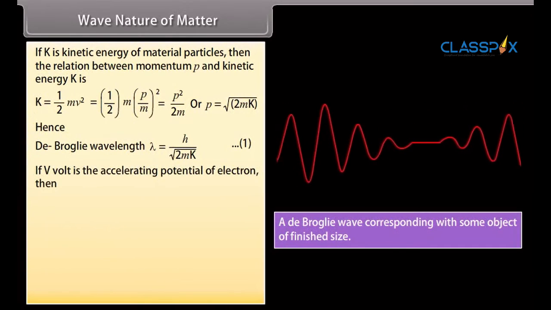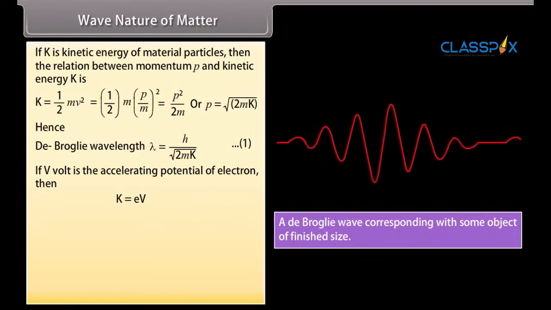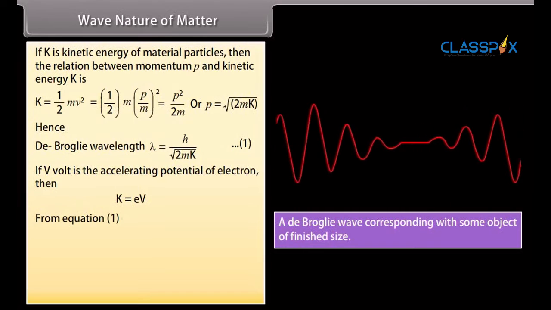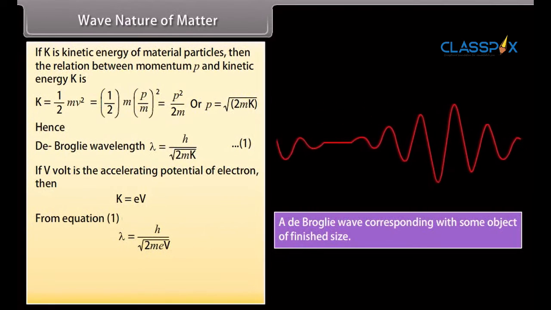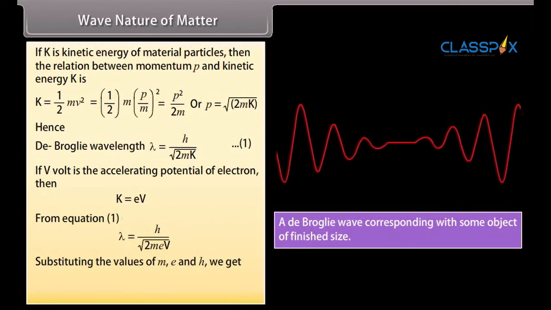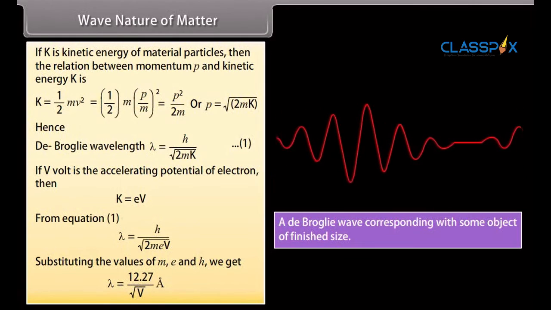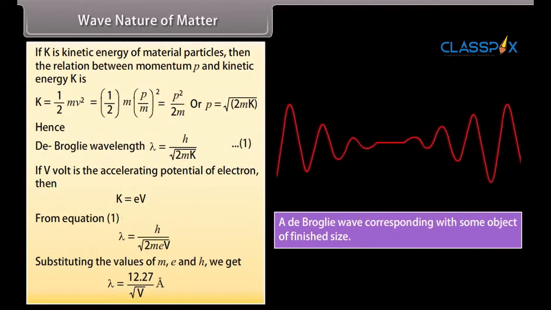If V volt is the accelerating potential of the electron, then k equals eV from equation 1. Lambda equals h by square root of 2meV. Substituting the values of m, e and h, we get lambda as 12.27 by square root of V angstrom.